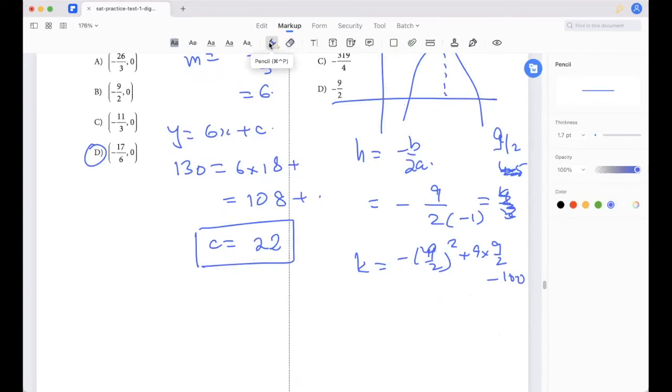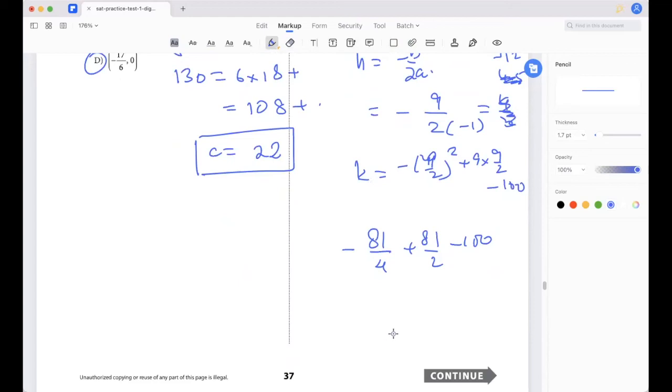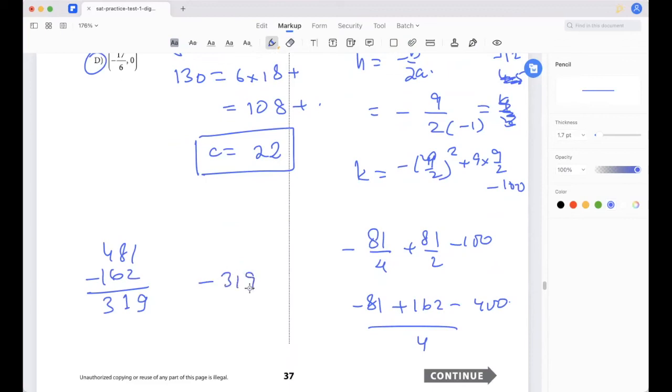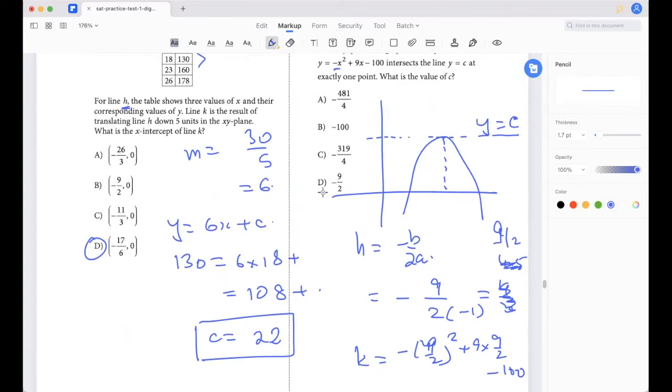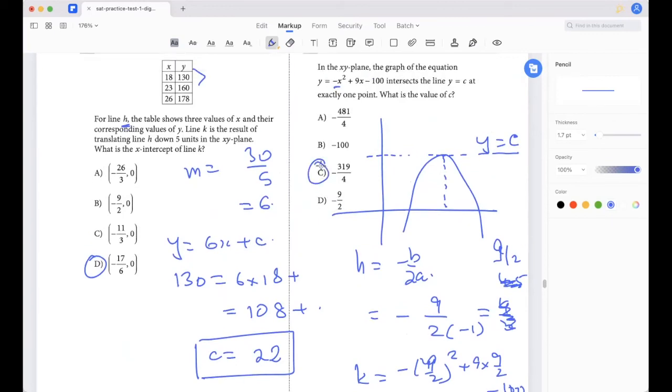So that would be minus 81 by 4 plus 81 by 2 minus 100. So 4 minus 81 plus 162 minus 400. So that becomes 481 minus 162, minus 319 by 4, right? So that should be, yeah, that should be C. That's the value of C.